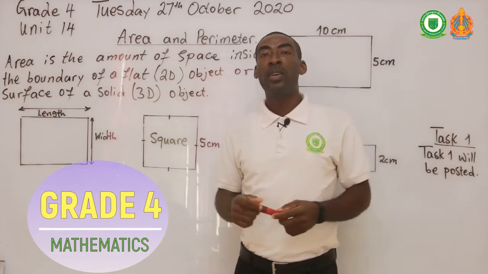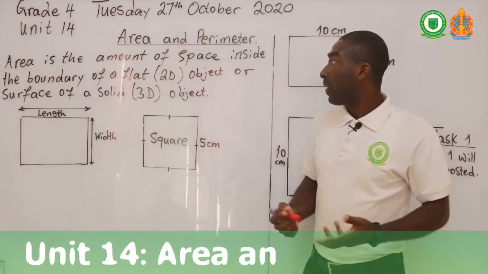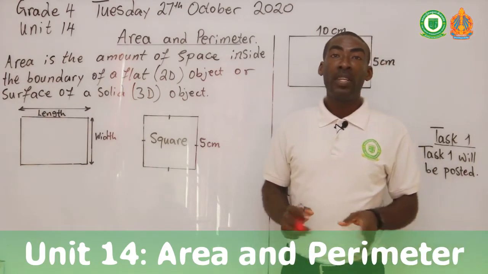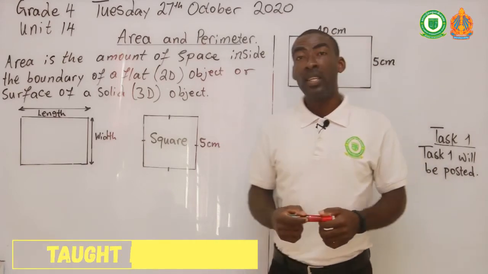Today we will continue our lesson on area and perimeter. In this first clip we will be looking at area specifically, so that in the second clip we look at perimeter. So first, what is an area?